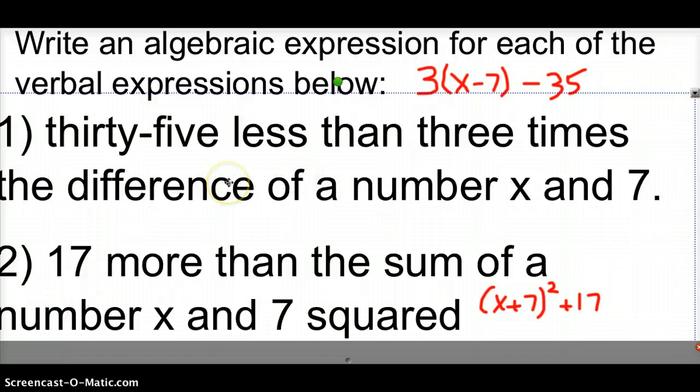So that's just a quick look at variables and expressions, again, turning words into numbers and numbers into words.